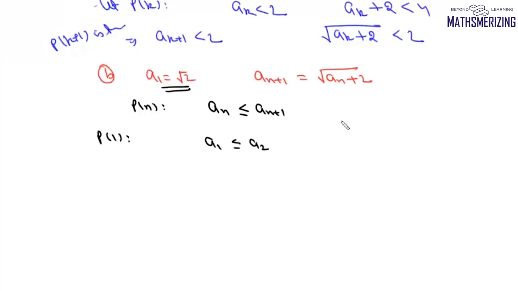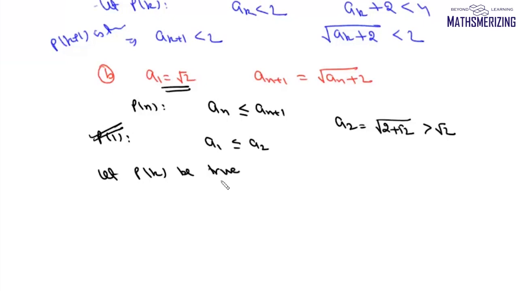Now a1 is root 2 and a2 is under root of 2 plus root 2. Now under root of 2 plus root 2 is greater than root 2. So from here we can say a2 is greater than a1. That is, this assertion is true for n equals 1. Now we'll let pk be true. Now if pk is true, then ak will be less than or equal to ak plus 1. Now what we'll do is we'll add 2 to both sides. We'll write 2 plus ak will be less than or equal to 2 plus ak plus 1.